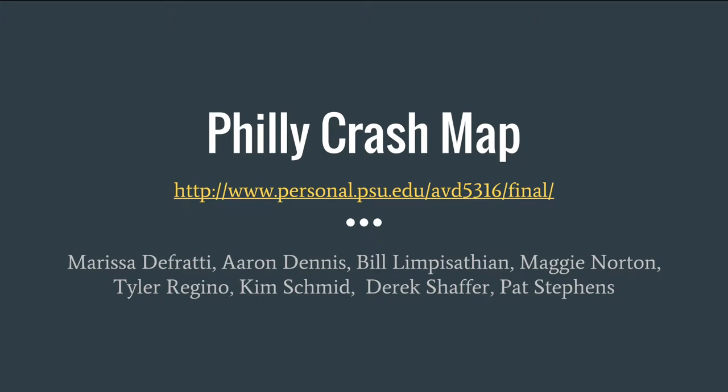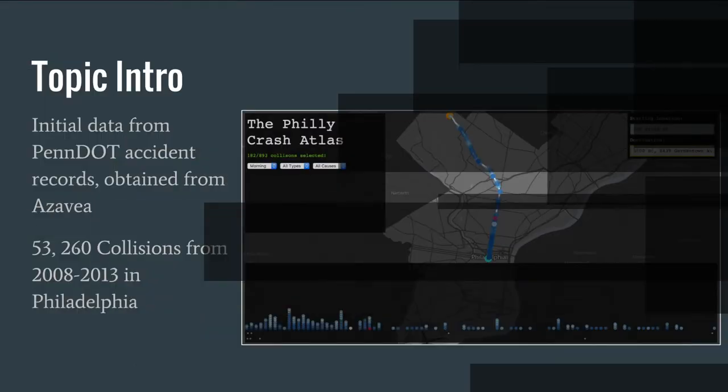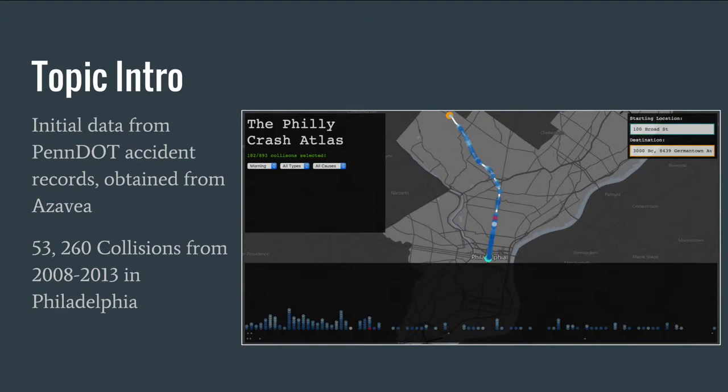This video provides an introduction and a quick tutorial to the Philly Crash Map created by Marissa Defratti, Aaron Dennis, Bill Limpisathian, Maggie Norton, Tyler Regino, Kim Schmid, Derek Shaffer, and Pat Stevens. The main purpose of the Philly Crash Map is to allow users to visualize traffic collisions along a selected travel route in Philadelphia. The initial data was obtained from the Pennsylvania Department of Transportation and retrieved from Azavia.